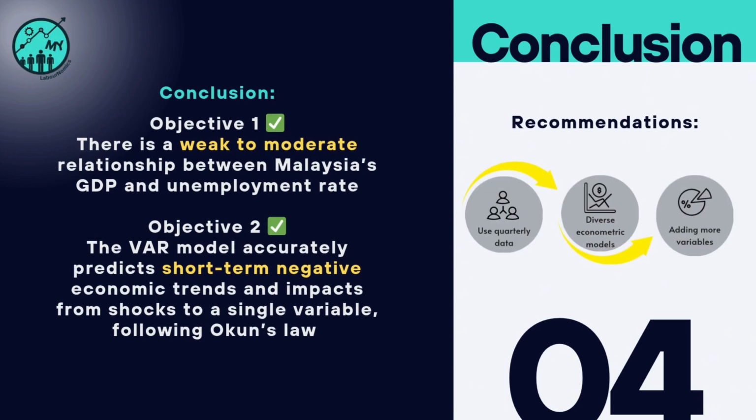In conclusion, both research objectives were successfully achieved. There is a weak to moderate relationship between Malaysia's GDP and unemployment rate, with short-term negative impacts from shocks to a single variable following Okun's law in both directions.